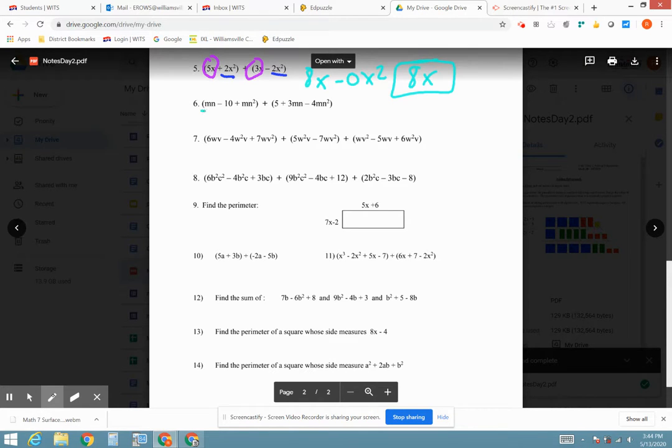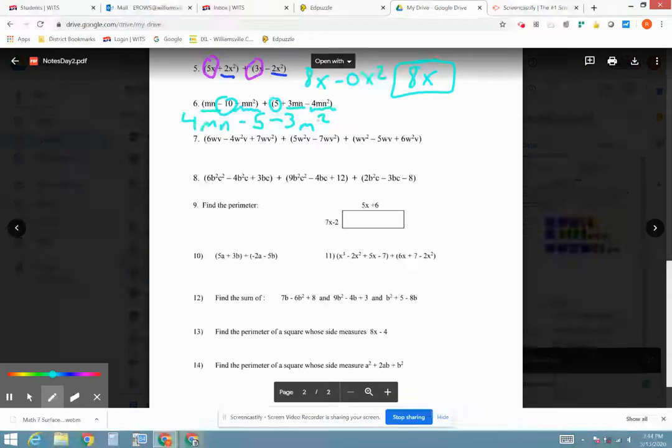And the next one, the mn terms would get combined together. Constant with constant. And mn squared with mn squared. So mn plus 3mn is 4mn. Negative 10 plus 5 is negative 5. Mn squared with negative 4mn squared is a negative 3mn squared.